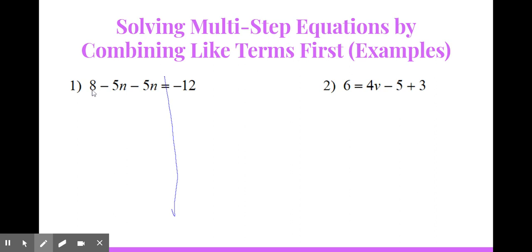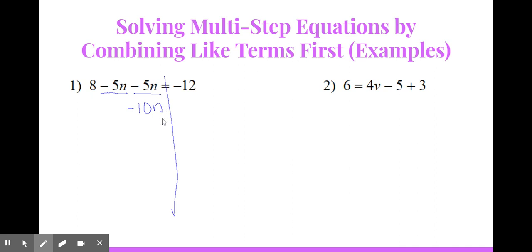The left-hand side says 8 minus 5n minus 5n. That's a lot of terms. I see a pair of like terms that I can combine. I can combine this negative 5n and this negative 5n. They both have an n. Do exactly what it says. So I see negative 5 minus 5, and that gives me a negative 10n. The only other term I have on the left-hand side is this 8.